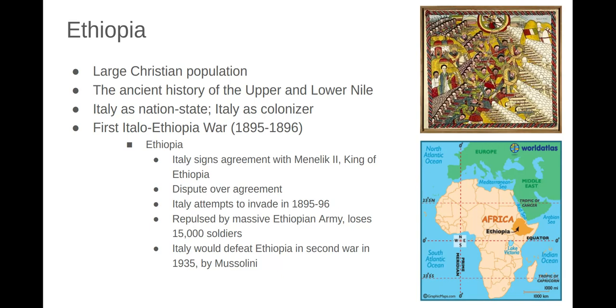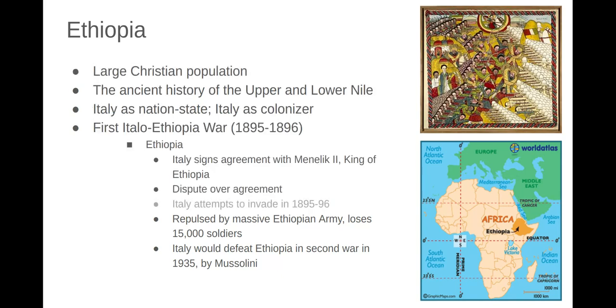Now, the sequel to this story comes in the interwar period, between World War I and World War II, in which Italy does invade Ethiopia in 1935, largely through the added technology of air power under Mussolini. But that also is, as you might imagine, a very short-lived conquest, because it starts in 1935 and is certainly over by 1945.